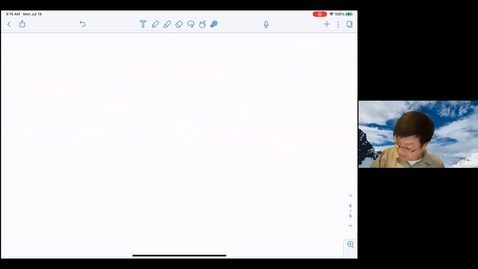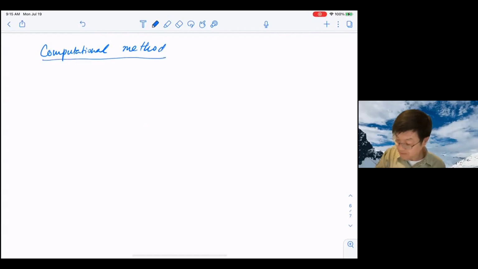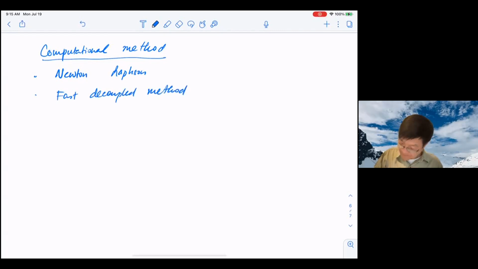Let's now look at the computational methods. I mean computational methods for AC power flow equations, right? Because for DC, you can just write down the exact solution given the injection. So we'll look at two. One is Newton-Raphson. One is the fast decoupled method. Both use the polar form power flow equations that we saw earlier.